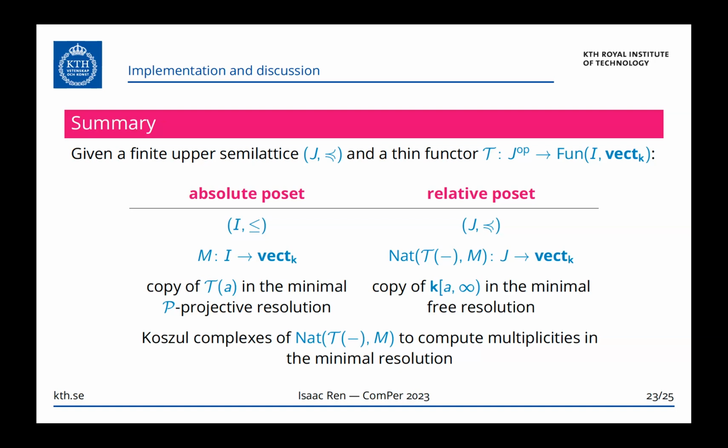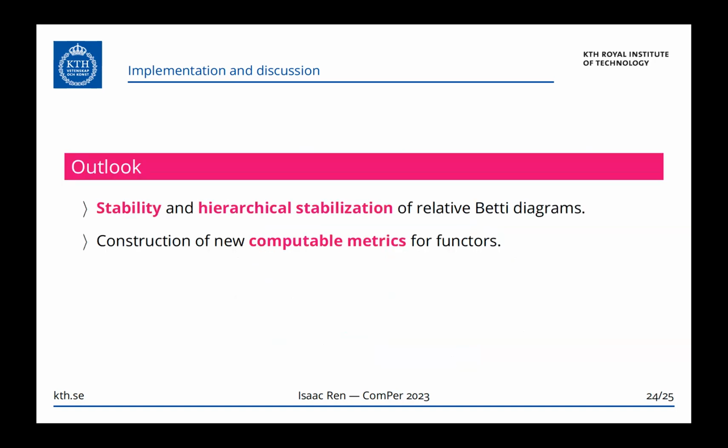And then these Koszul complexes, which compute multiplicities in both the relative minimal resolution in the absolute poset and the standard minimal resolution in the relative poset. There are some results on stability already, not necessarily directly about the Betti numbers, but the alternating sums of them, which Peter mentioned, there's a paper or a preprint, I guess, by Botnan, Oppermann, Oudot, and Scoccola that says that they aren't too stable. And so one future work would be to stabilize these with a method called hierarchical stabilization.